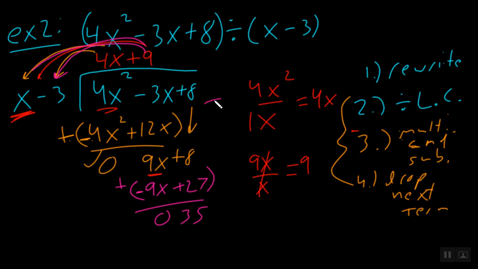And notice there's nothing here to drop down any further. So what do we say? We say that we have now a remainder of 35 over our original divisor, which is x minus 3. And so that's the answer there. All right, 4x plus 9 with a remainder of 35 over x minus 3. Well, let's go ahead and do another example.